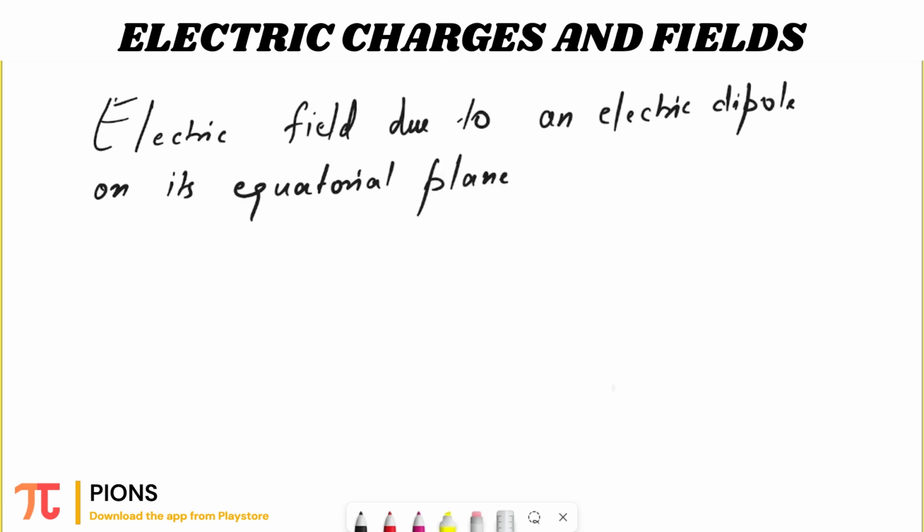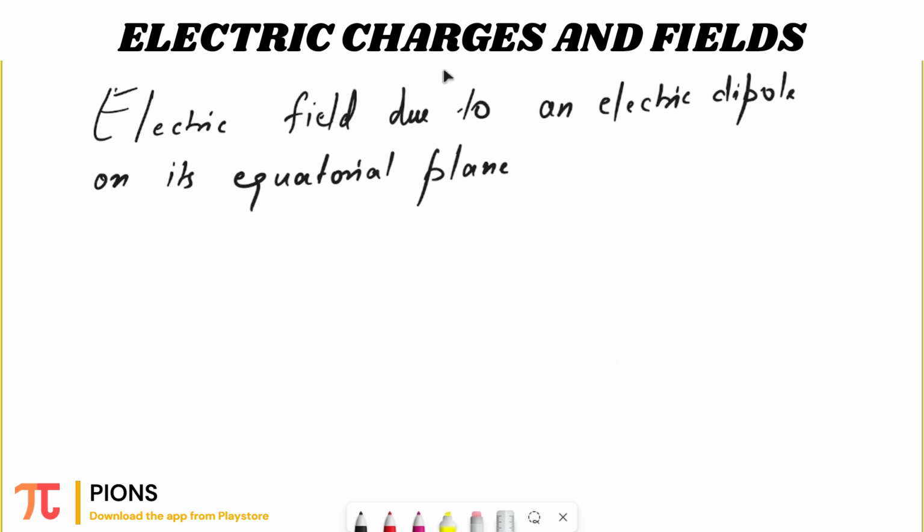Okay, so let's start with this new topic. In electric field due to electric dipole on its equatorial plane, first let's understand what is an electric dipole. We have already discussed it before, but let me remind you that if we have a pair of a positive and a negative charge, so let's say this is plus q and this is minus q over here, and both of them are separated by a distance 2a. Because we take the separation from midpoint, that's why we are assuming the separation to be 2a, right?